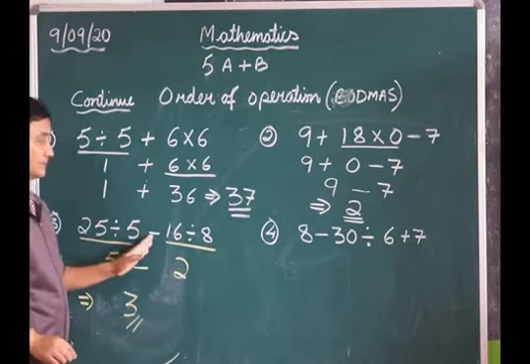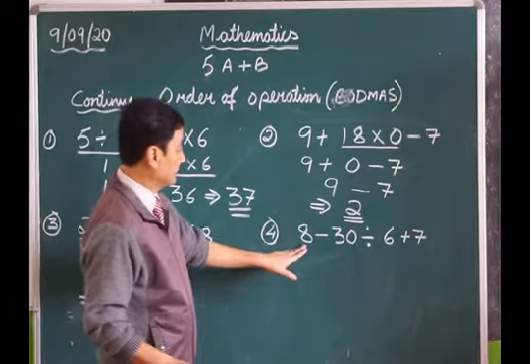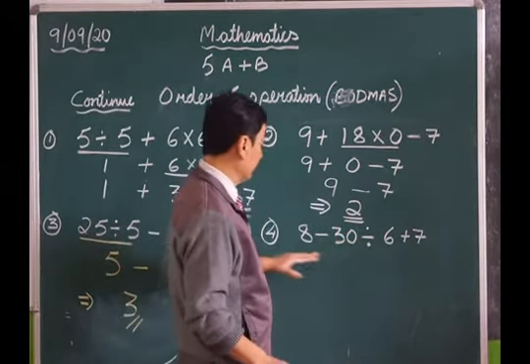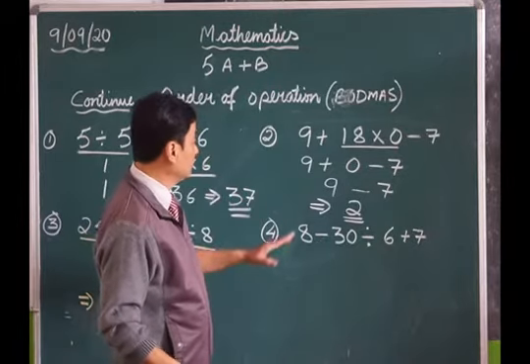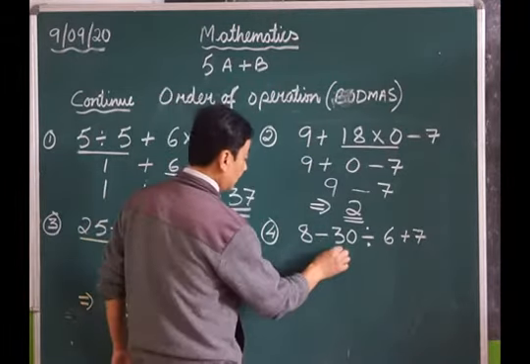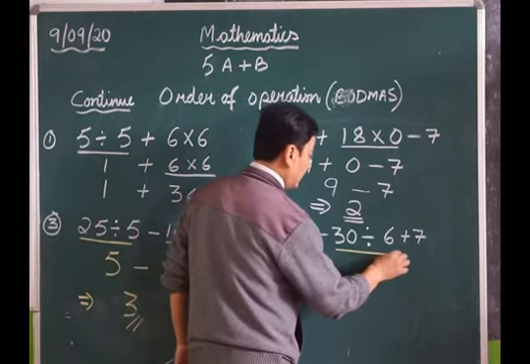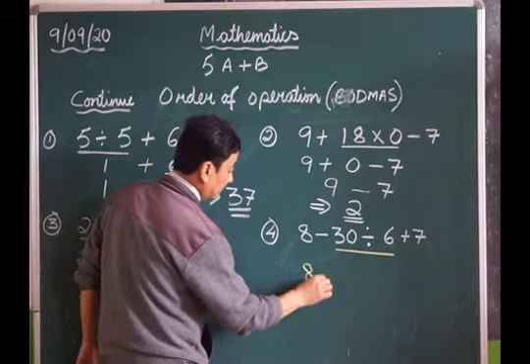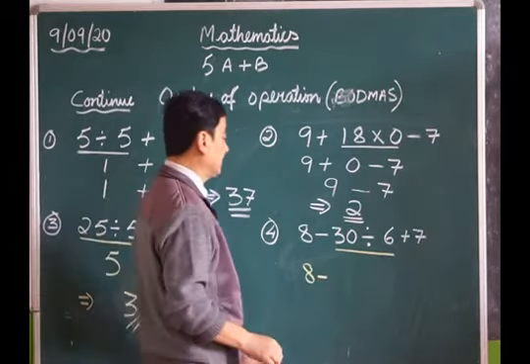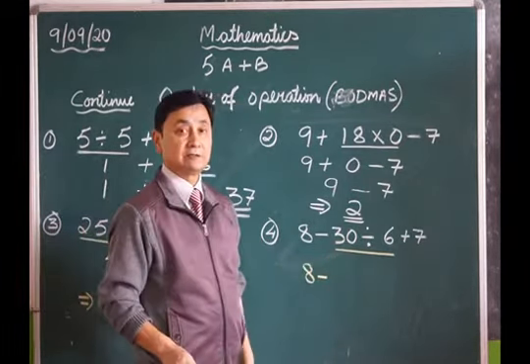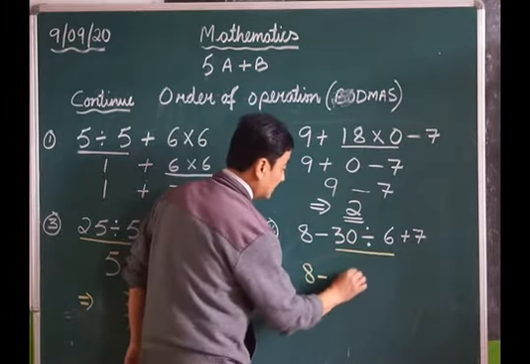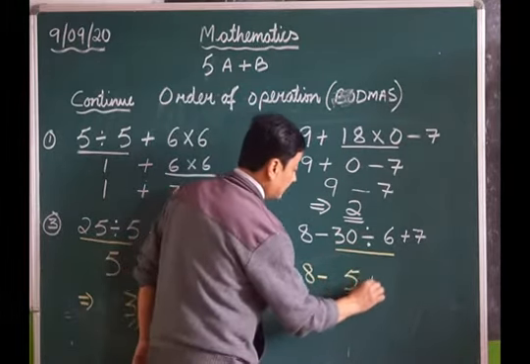Okay? Let's do this. 8 minus 30 divided by 6 plus 7. So what is the first step that we must do? Division. So let's underline division. Other numbers remain the same. We bring it down. 8. We bring down the sign also, minus. 6 goes into 30 how many times? 6 5s are 30. Plus 7. We have finished division.